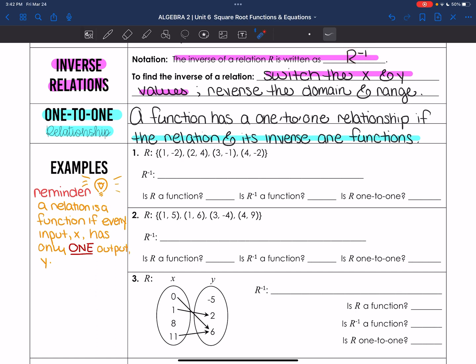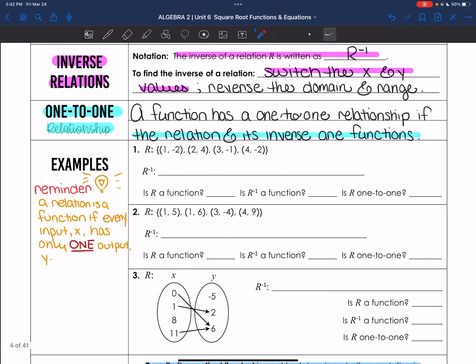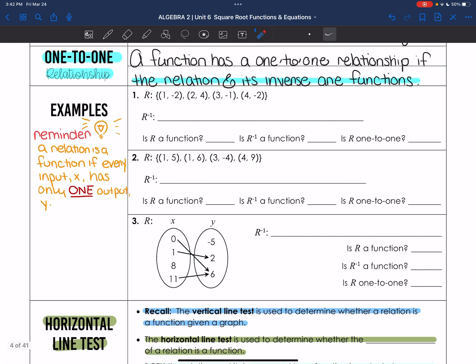In order to find the inverse of a relation, all that we need to do is switch the x and y values of our relation. That's the same thing as saying reverse the domain and the range. A one-to-one relationship will occur if the relation and its inverse are both functions. So let's look and see if we can find some of those in these examples. Now we're going to need to remember something really important here.